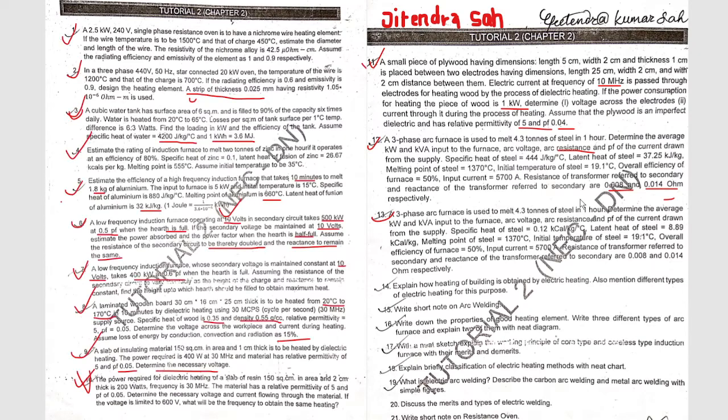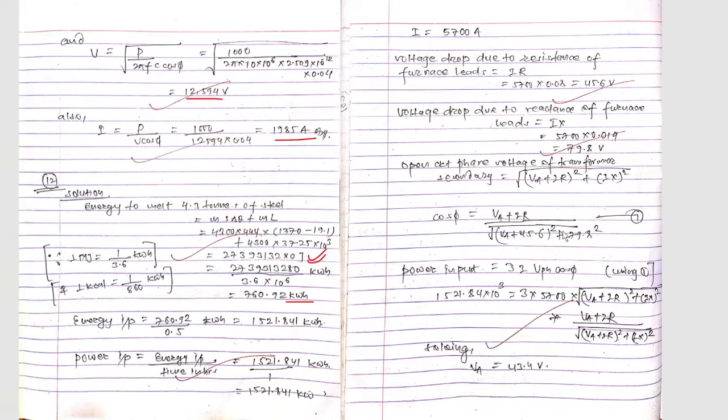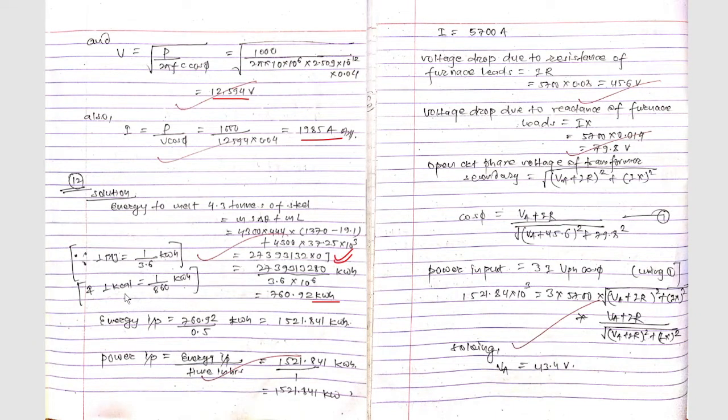And similarly for question number 13, this result will be in calorie. So here this is in kilocalorie, so the result will be in calorie here. 1 kilocalorie will be 1 upon 860 kilowatt hours. So if it was in kilocalorie, we'd divide by 860 to get kilowatt hours. But right now this is in joule, so in order to calculate in kilowatt hours, we have to divide by 3.6 into 10 power 6. So you'll get here 760.92 kilowatt hours.